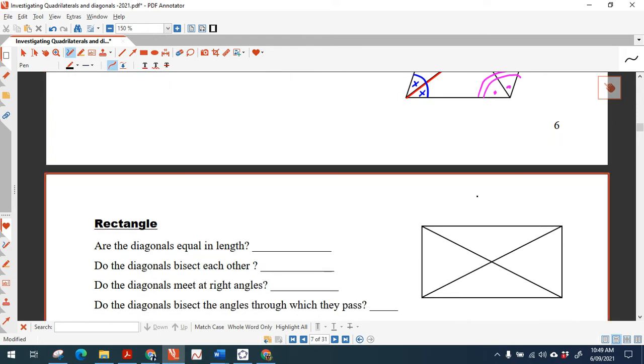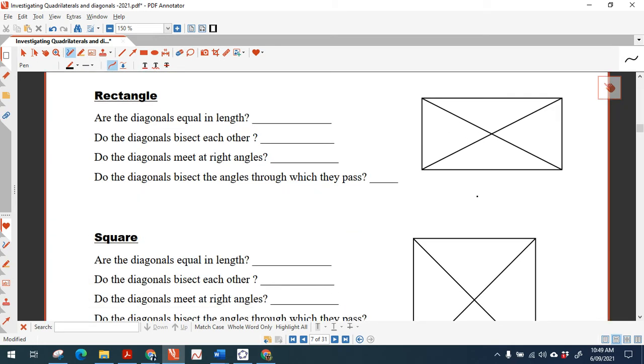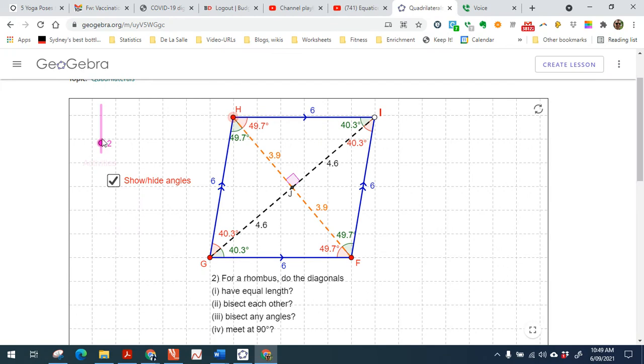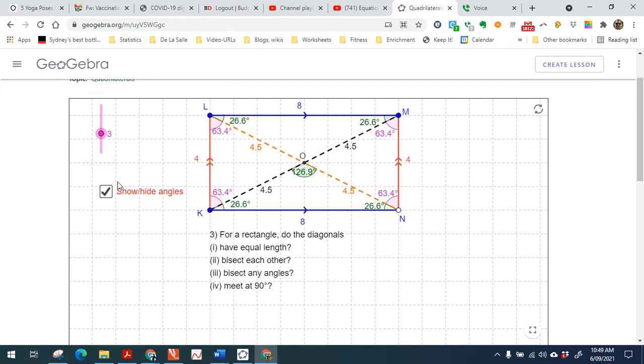Let's move on to the rectangle. Now, for the rectangle, are the diagonals equal in length? They kind of look like they are equal in length, but let's have a look. Go back to our shape and up to the rectangle. Let's untick the box there so we just look at the length of the diagonals here. So look, 4.5 and 4.5 is 9, and 4.5 and 4.5 is 9. So the black diagonal and the orange diagonal are the same length.